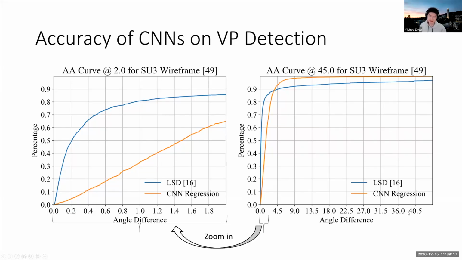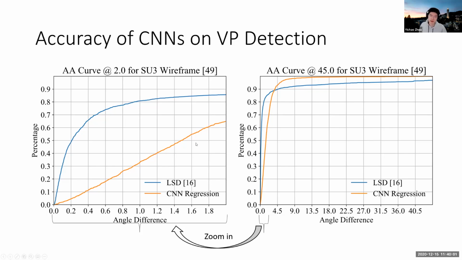This is the error plot for two algorithms. First, the LSD, the line segment detector I mentioned, which you can use with a line clustering algorithm like J-linkage to get the vanishing point. Also, we have a CNN regression, a regression baseline. The x-axis of this plot is the error. A vanishing point corresponds to a 3D vector, so we use the angle difference as the error metric. The y-axis is the percentage of data that achieves this error. The left figure is a zoom-in version, looking at 0 to 2 degrees, while the right figure shows 0 to 45 degrees.